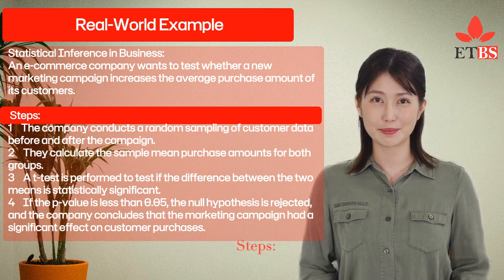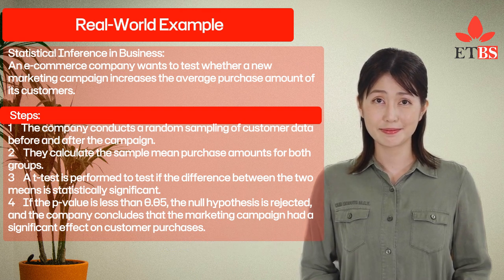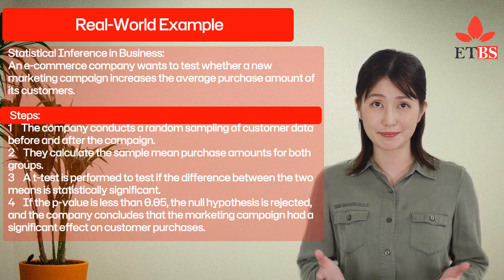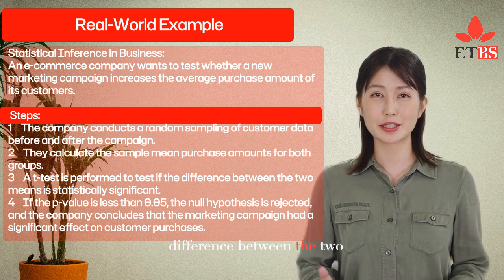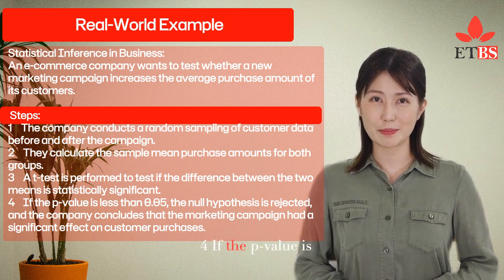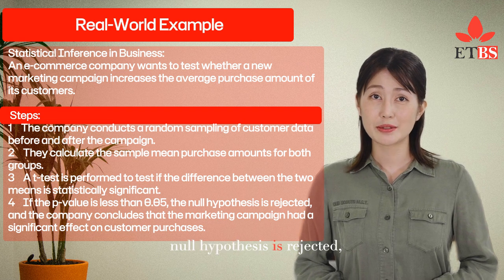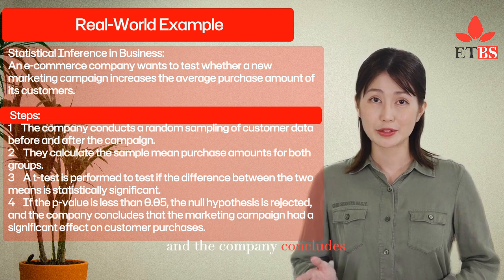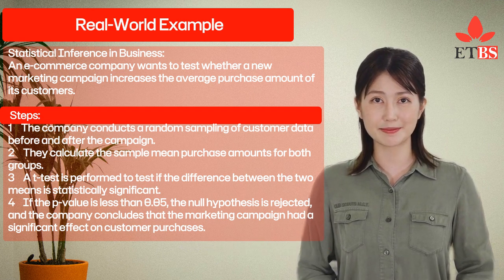Steps. 1. The company conducts a random sampling of customer data before and after the campaign. 2. They calculate the sample mean purchase amounts for both groups. 3. A t-test is performed to test if the difference between the two means is statistically significant. 4. If the p-value is less than 0.05, the null hypothesis is rejected, and the company concludes that the marketing campaign had a significant effect on customer purchases.